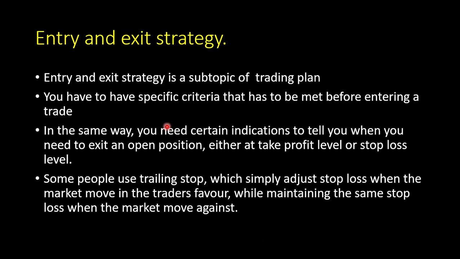And then some people use trailing stops, which simply means adjusting your stop loss when the market is moving in your favor, while maintaining the same stop when your market is moving against you. So let's say you are in an uptrend and you enter with some buy positions. A trailing stop means when the market moves up, you move your stop loss closer to the price. But when it starts moving against you, you maintain wherever the stop loss is. That's what a trailing stop looks like. So that when the market shifts and starts going to the bottom side, you have already secured your profit.